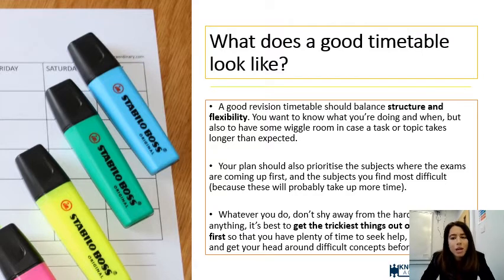What does a good timetable look like? So a good revision timetable should balance structure and flexibility. You want to know what you're doing and when, but also have some wiggle room in case a task or a topic takes longer than expected. Your plan should also prioritise the subjects where the exams are coming up first and the subjects you find most difficult, because these subjects are probably going to take up more time, which is why we need to really reflect on what those subjects are before we start drawing up our plan.